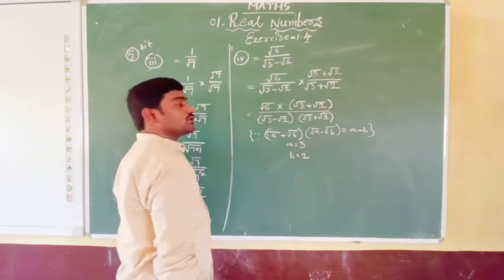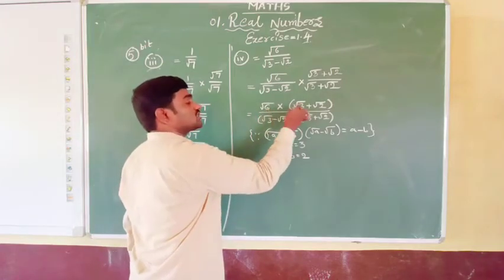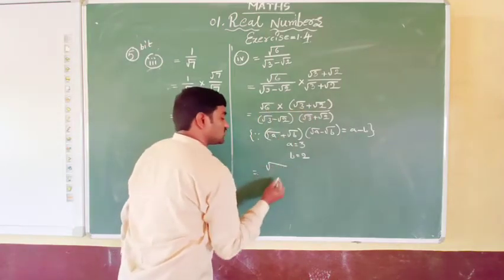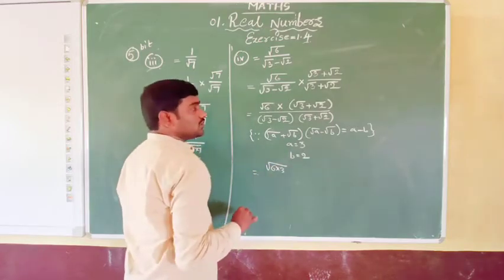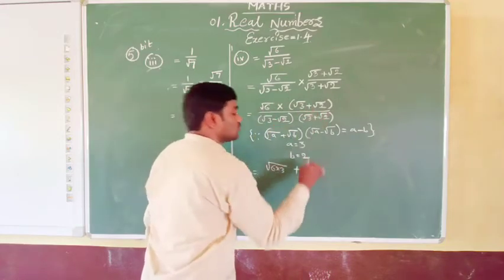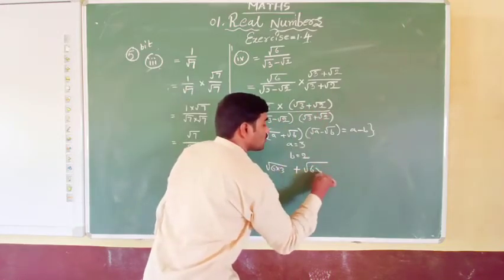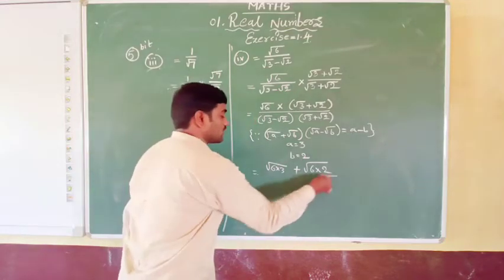So here in the numerator part, let us multiply root 6 into root 3. That is root of 6 into 3. There is a plus here, so we write plus root 6 into root 2. That is under root 6 into 2, root 12, the square root of 12. Directly also you can write.